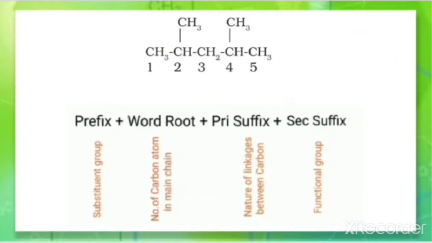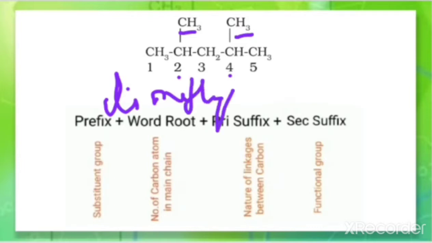Now when you count the position of the methyl group, it is on the second position, and the other methyl group is on the fourth position. So here two substituents are there and both are the same substituent. So how do we name this one? This is methyl, this one is also methyl. But here two methyls are there. So instead of writing methyl two times, what will we write? We'll write dimethyl.